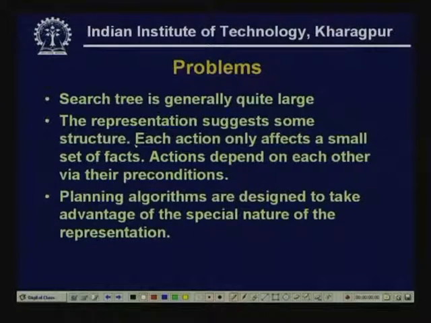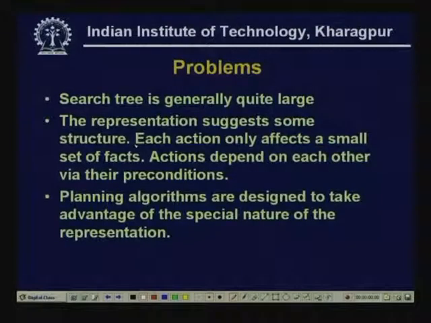Also, the description of the planning problem suggests a logical structure of the problem, because each action typically only affects a small set of propositions, and actions depend on each other. Planning algorithms have to be designed to take advantage of this special nature of the representation.